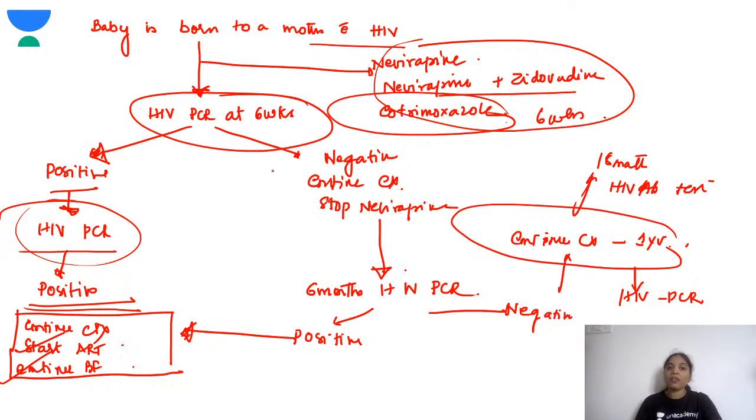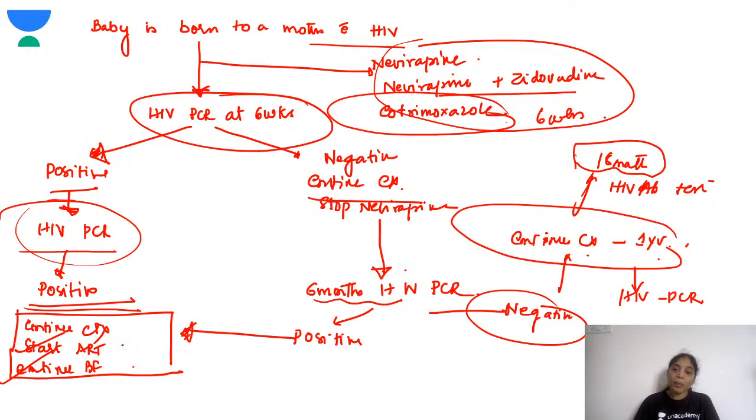Next, if the HIV PCR is negative, you continue cotrimoxazole, but you can stop nevirapine at 6 weeks. Again repeat at 6 months. If that comes positive, you start antiretroviral therapy. But if it is negative, you continue cotrimoxazole for 1 year and then slowly stop it. At 18 months, irrespective of the presence of symptoms, get an HIV antibody tested, and if that comes negative, the child is diagnosed as not having HIV infection.